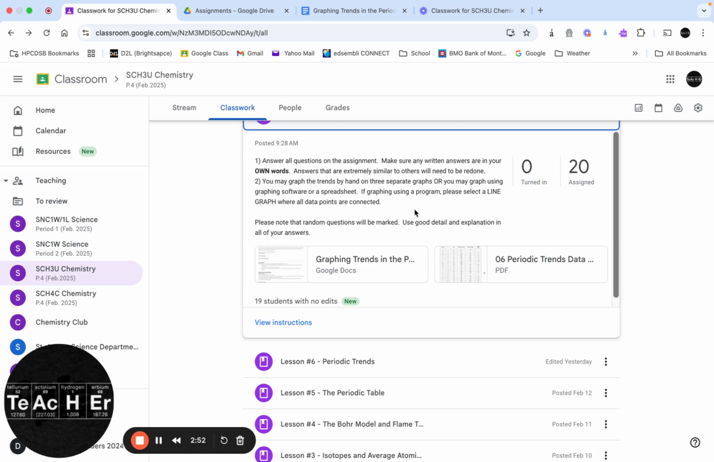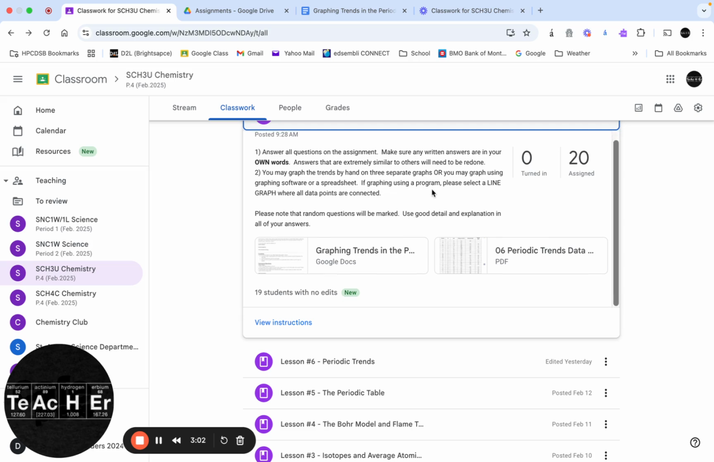I don't care one way or the other how you graph, but I do care that your graph is as full size of a page as possible. And I care that your graphs are properly labeled. When you do graph, you're going to select a line graph. If you're using a software program, we want all the data points to be connected.